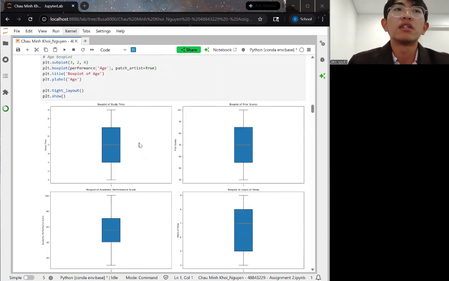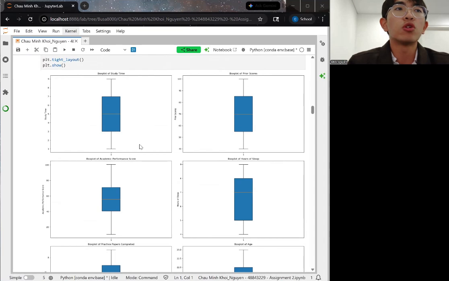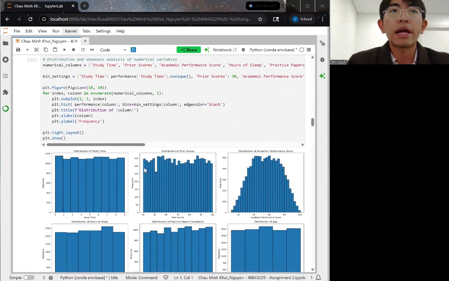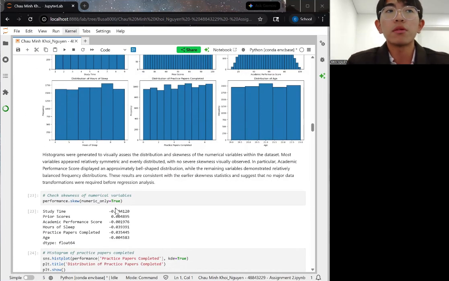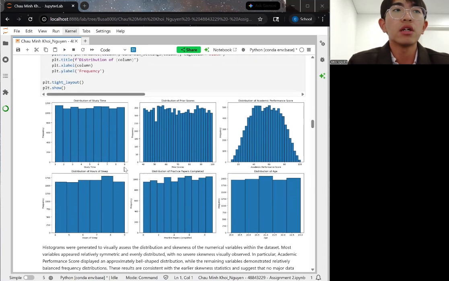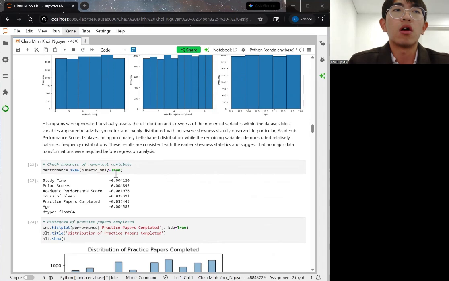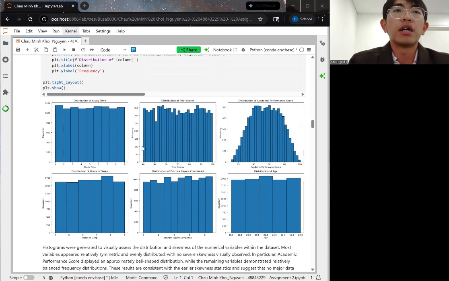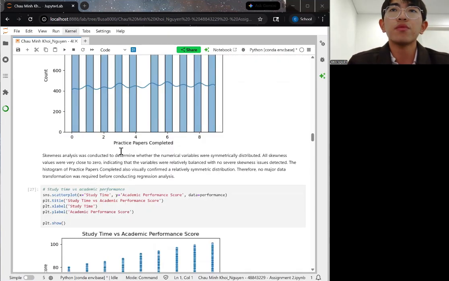Next, I conduct the EDA. I use box plots to identify potential outliers because extreme values can distort the regression results and statistical summaries. The box plots show no severe outliers, so no outlier removal was required. After that, I perform the skewness analysis using histograms and skewness statistics. This is important because heavily skewed variables can negatively affect the regression modeling. However, the skewness values were all close to zero, and the histograms appear relatively balanced, so no transformations were necessary.